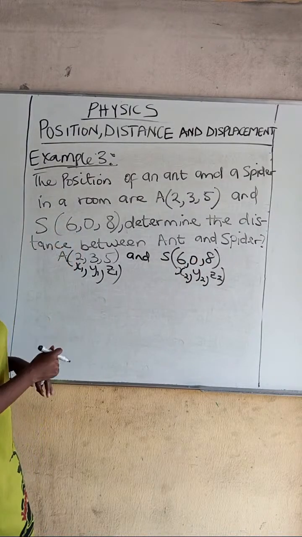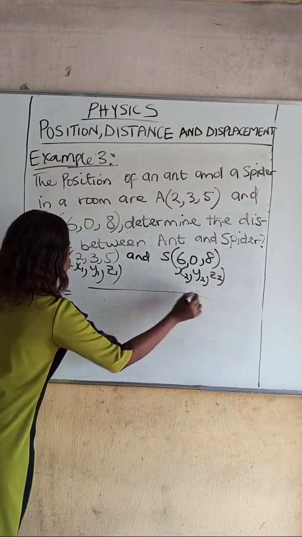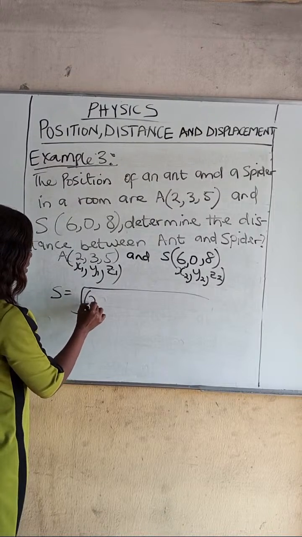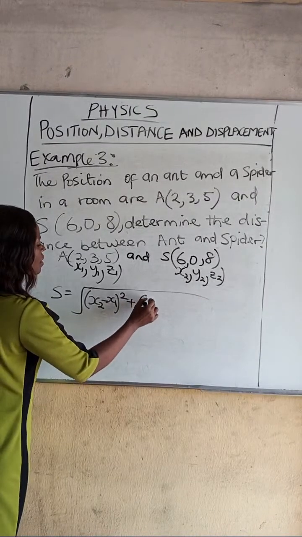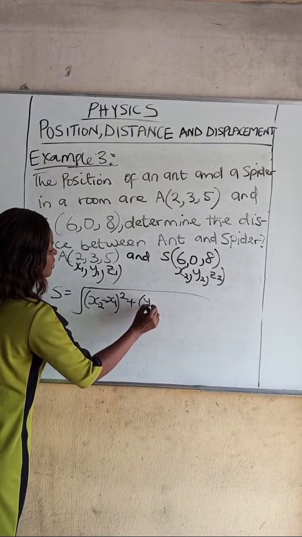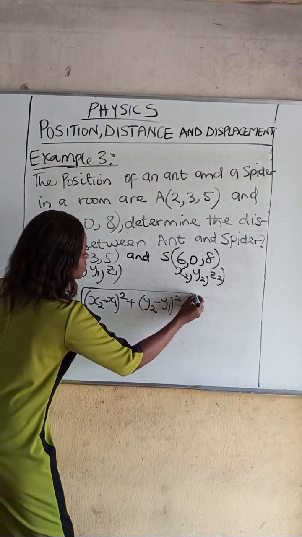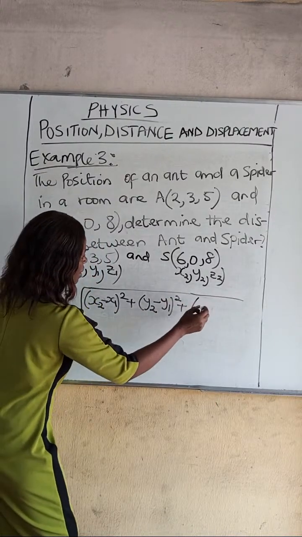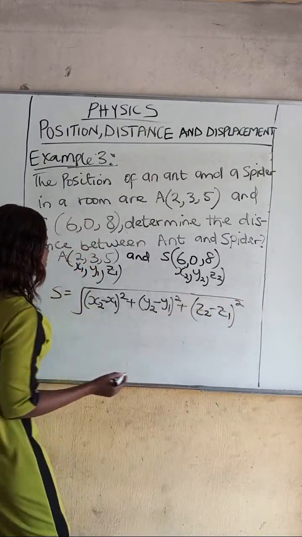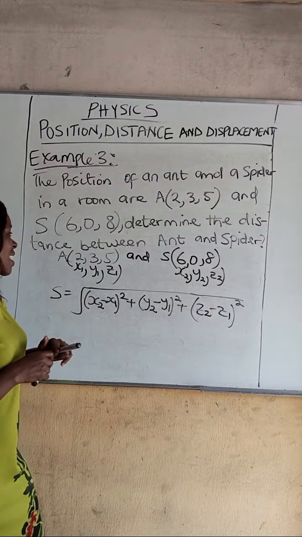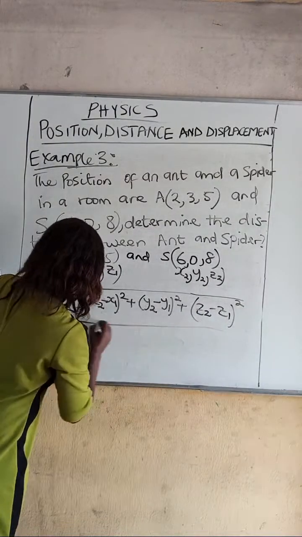Now I'm going to use the formula for space: x is equal to root of (x2 minus x1) all squared plus (y2 minus y1) all squared plus (z2 minus z1) all squared. The next thing I'm going to do is to substitute it into what I have. So let's go. I have my root.